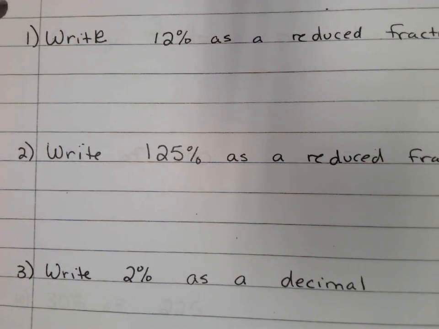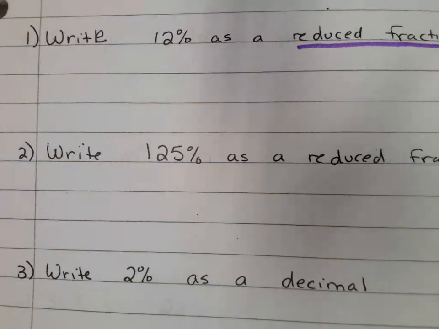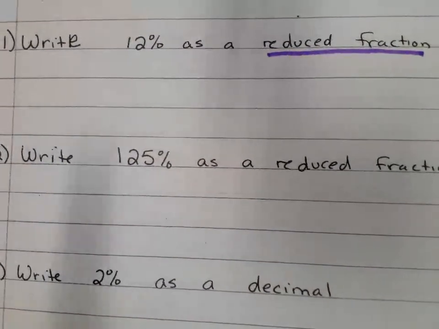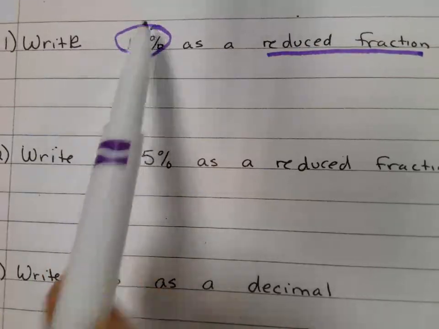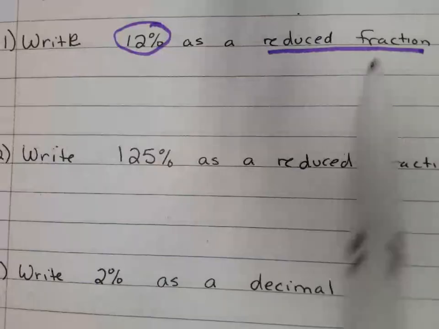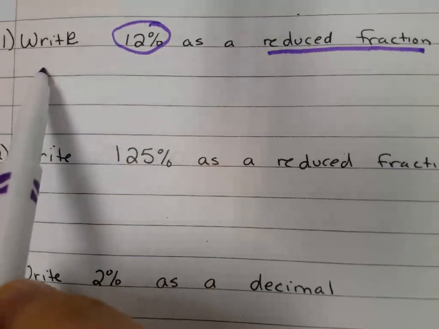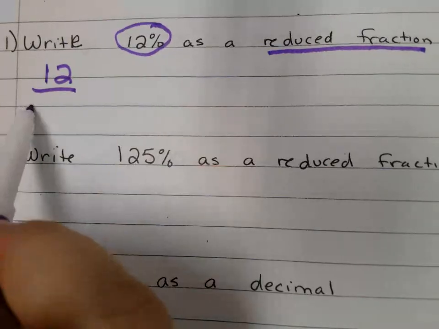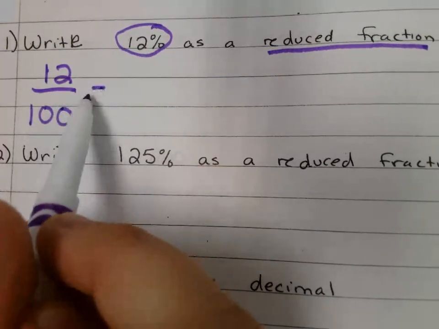Okay, so first thing we're going to review is changing it to a reduced fraction. So the key thing is when I am dealing with percents, percents are always over 100. So if I am trying to write this as a reduced fraction, I start by taking my percent, so 12, and I'm going to put that over 100.